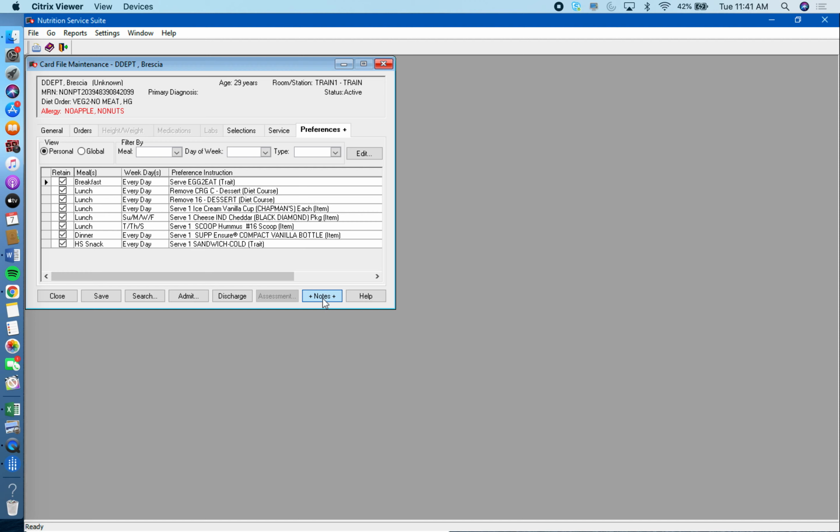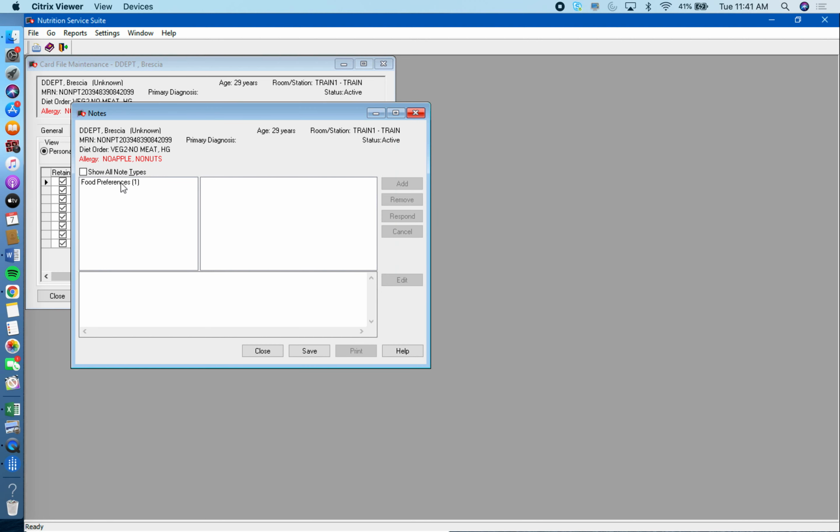So here we can click on the notes, show food preferences, and this gives us a little history. These notes are really important to just communicate allergies to apple and nuts. Vegetarian, fish is okay, so they're veg too. Also shows us some information about their preferences.